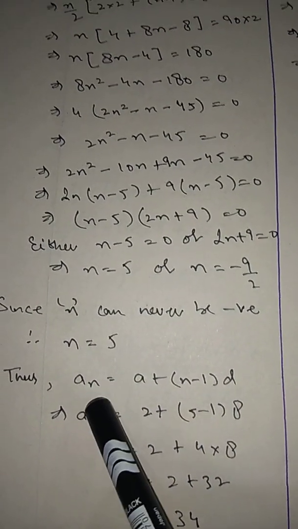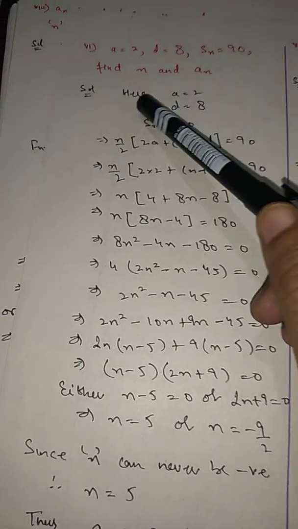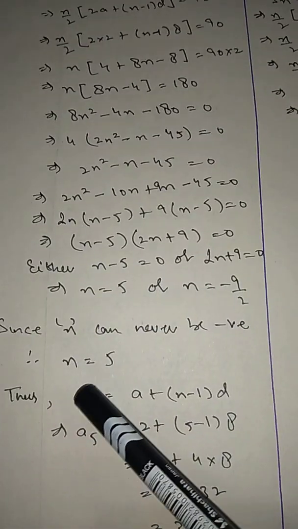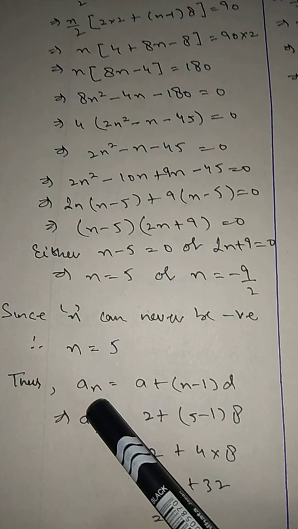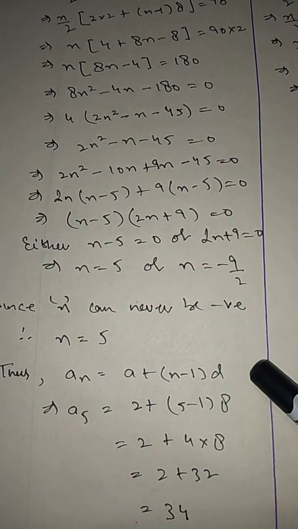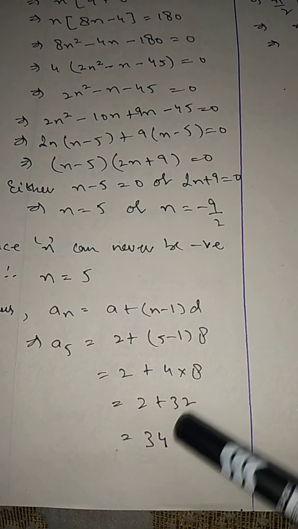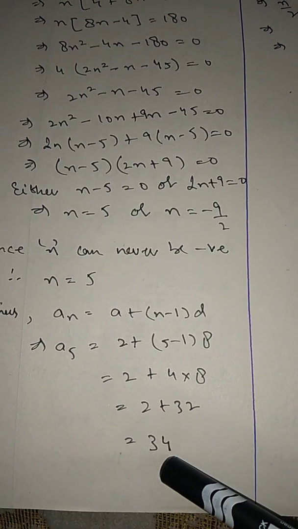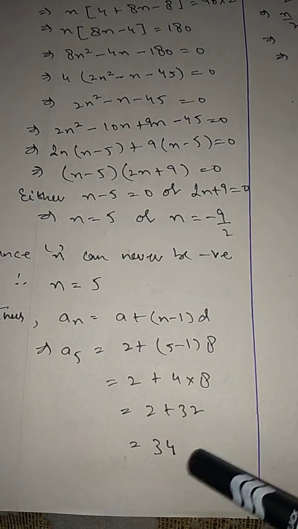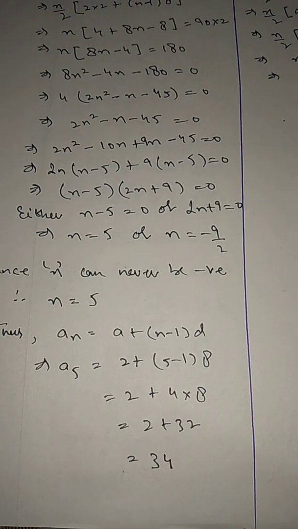Thus, we have to find the values of n and an. We have found out the value of n as 5, and an is a plus n minus 1 into d, that is 2 plus 5 minus 1 into d, that is 2 plus 4 into 8, 4 8s are 32, 2 plus 32, 34. So this is the required answer which we have found out as 5 and 34.